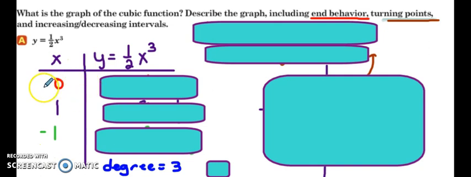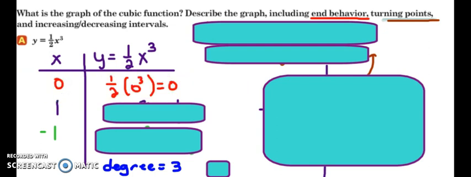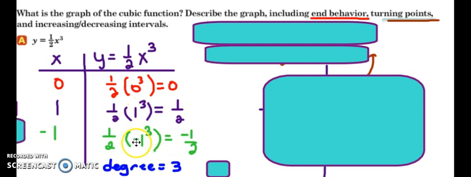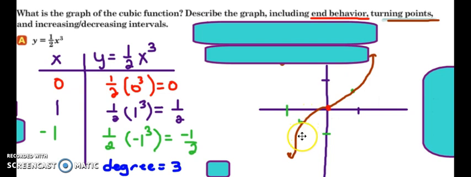So I'm going to pick the easiest values to plug in: 0, 1, negative 1. I plug in 0. 0 cubed is 0, times 1 half is 0. So I get 0, 0. Then I plug in 1. 1 cubed is 1, times half is half. Plug in negative 1. Negative 1 cubed is negative 1, so I get negative 1 half. If I zoomed in, you could see more of an N shape here.